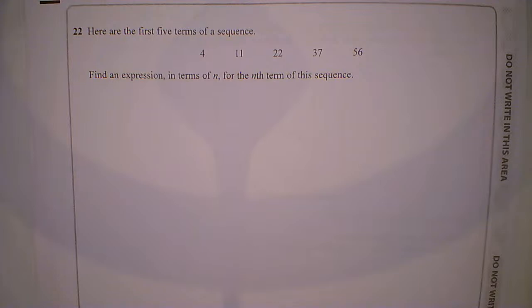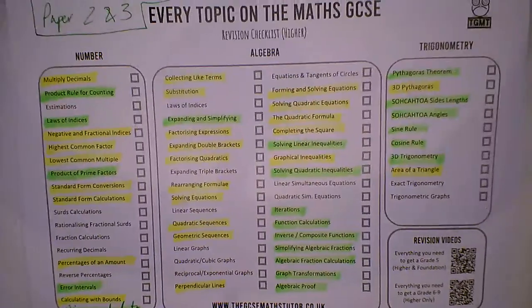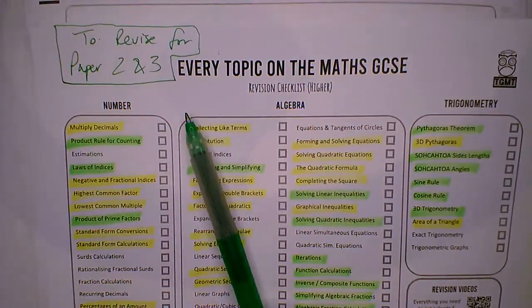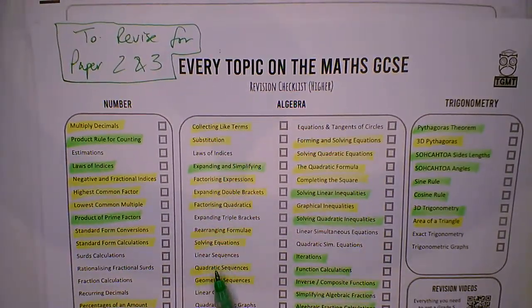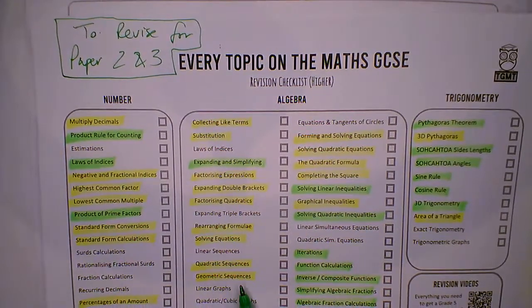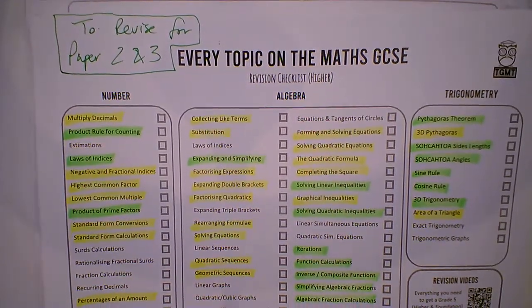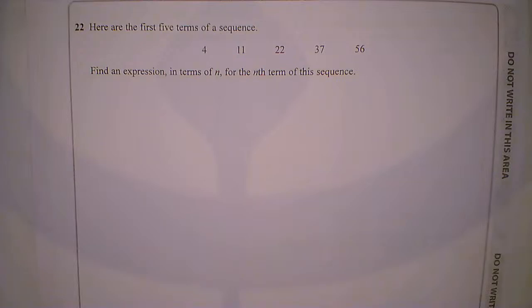All right, so first of all, what topic is this? You can see it's sequences. So if I go to my topic list, this is to revise for paper 2 and paper 3. Linear sequences came up in paper 1. Now, quadratic and geometric sequences, it's 50-50 whether it will come up or not. So we should be revising. It's not one of those that I think will definitely come up, or 95% sure, 99% sure, but this is one of those 50-50.